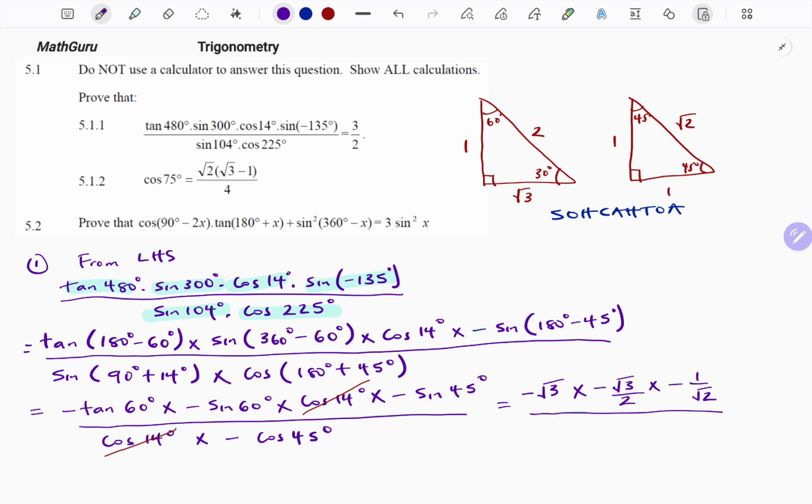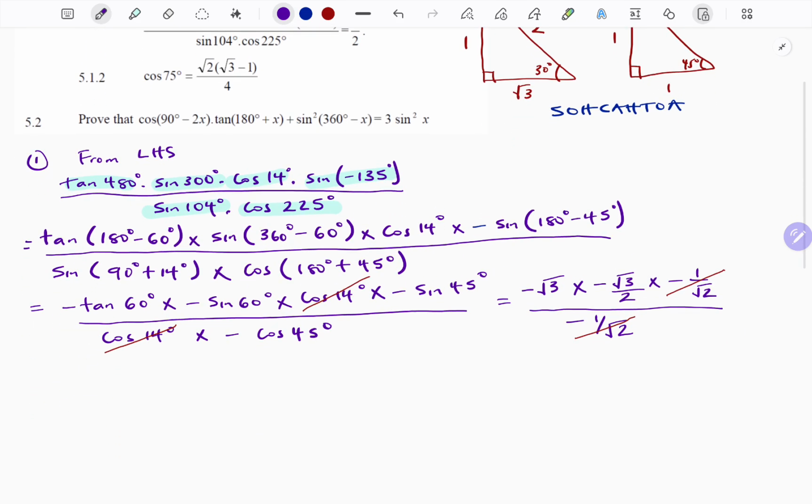I'm going to do the same for my denominator. I have negative cos of 45. That is 1 over root 2. If I take out common factors at the top and at the bottom, I have negative 1 over root 2 dividing negative 1 over root 2, that is 1. And then I'm left with, that's equal to negative root 3 times negative root 3 over 2. That is going to be positive 3 over 2, which is equal to my right-hand side.